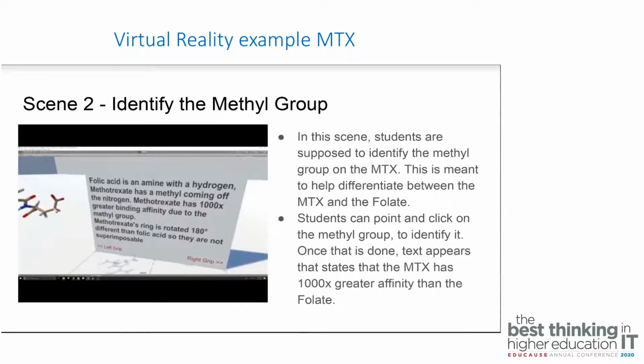Virtual reality example, MTX, Scene 2. In this scene, students are supposed to identify the methyl group on the MTX. This is meant to help differentiate between the MTX and the folate. Students can point and click on the methyl group to identify it. Once that is done, text appears that states that the MTX has a 1,000 times greater affinity than the folate.